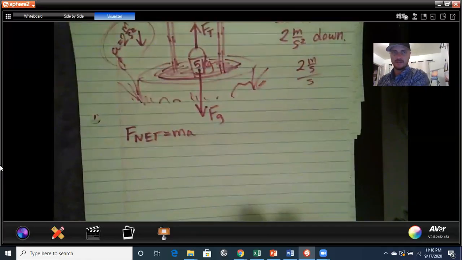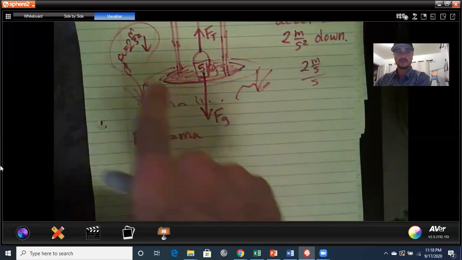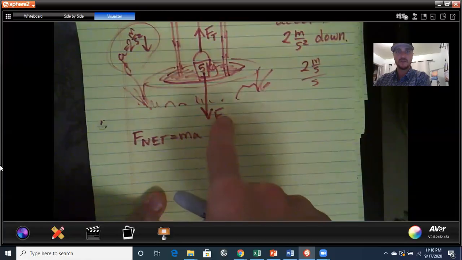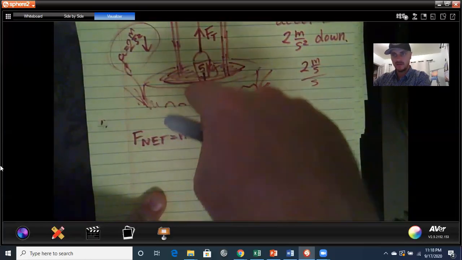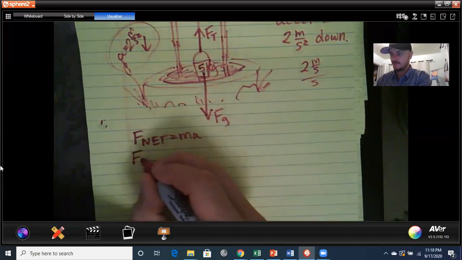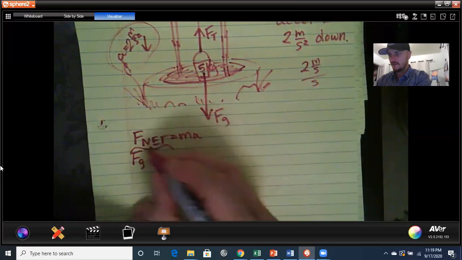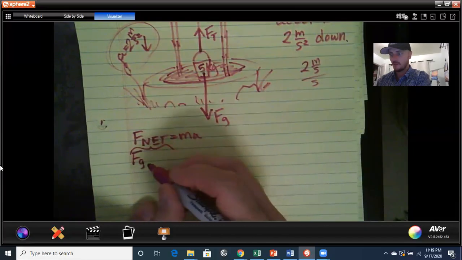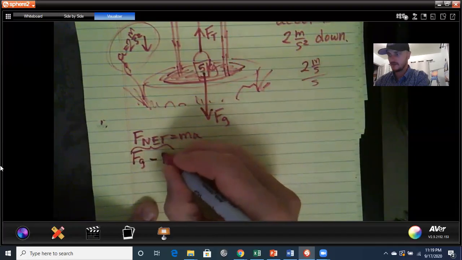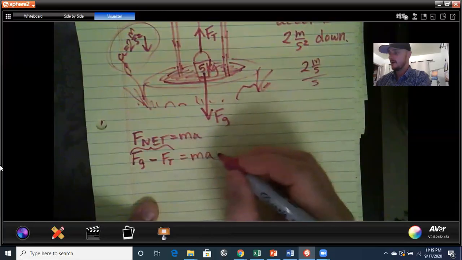So, let me make it real simple. How do I know FG has to be bigger than FT? Because I'm accelerating down. That must be the bigger force that's bullying this bucket to go down. We're going to say then that FG is the dominant force, but F net is made up not only of FG, but also an opposing force of tension, minus FT. And that will equal MA.